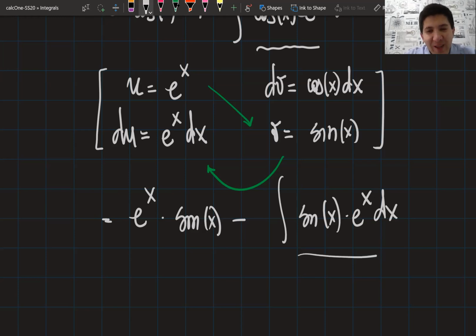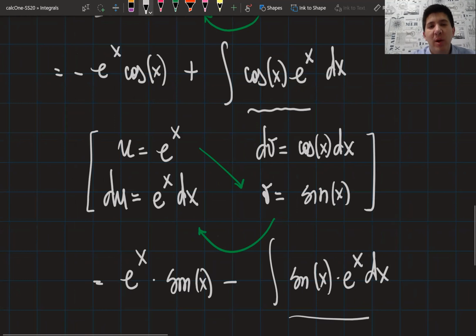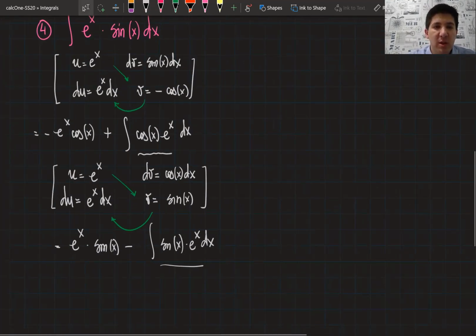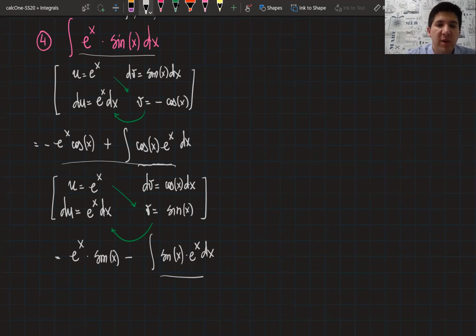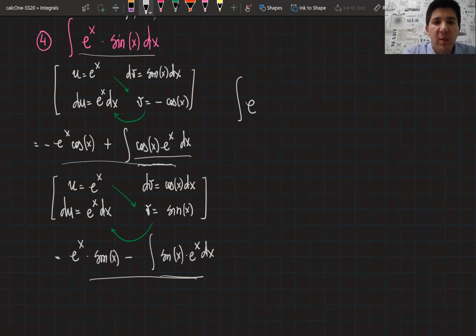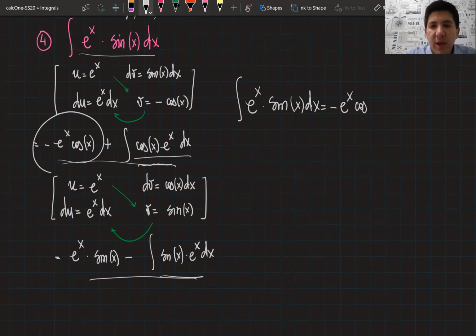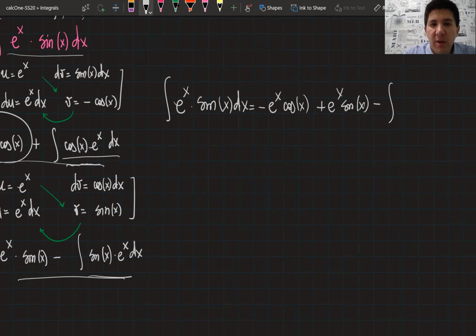The problem is that in the third iteration, I've got the trigonometric function again. That might be a problem, right? So let's look at our iterations, what we have started. We started from this integral, we got this term, then we expanded this integral and got this term. So let us write down everything from the beginning. The integral of e to the power of x sine of x dx is equal to minus e to the power of x cosine of x, plus this integral, which is equal to this term, plus e to the power of x sine of x minus the integral of e to the power of x sine of x dx. Do you remember? We just need to find what this integral is.